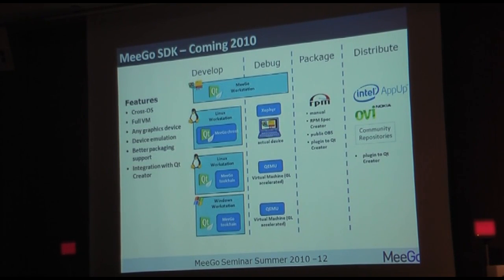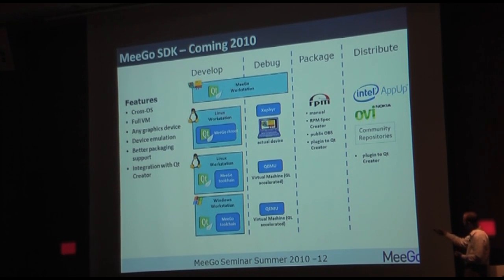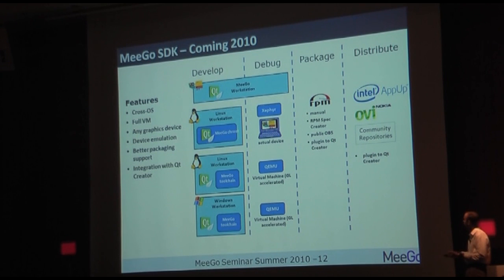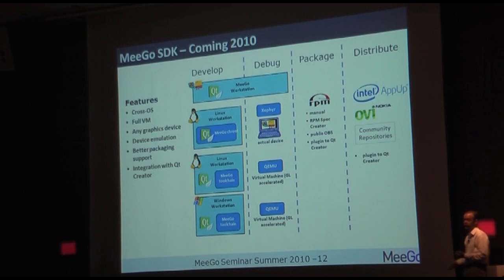In terms of the SDK, there's also a lot of new things coming to the SDK. If you look at the development cycle or the app life cycle from develop, debug, package, and distribute, you'll be able to do application development on both Linux and on Windows. And that will also include the ability to run your application in a virtual machine environment.